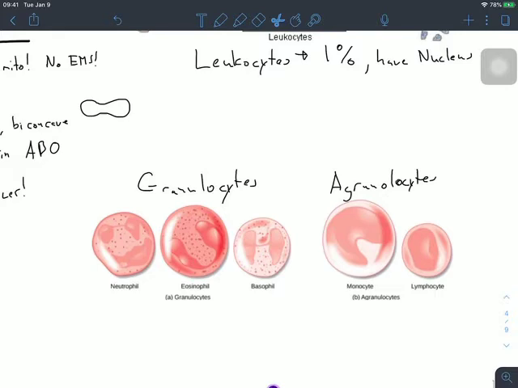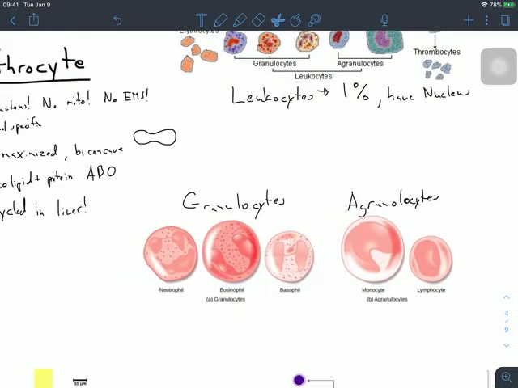Again, remember that cyte just refers to a specific type of cell, and each of these basophils, eosinophils, and neutrophils perform slightly different functions in the body, and those functions are beyond the scope here. I just want you guys to know what the different categories of leukocytes are, the granulocytes and the agranulocytes.